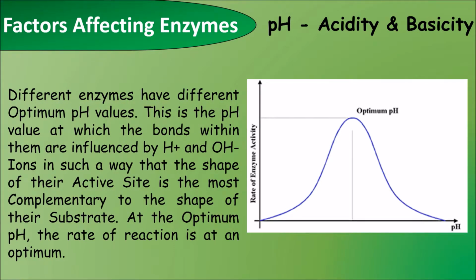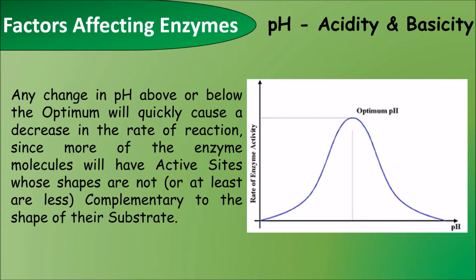Different enzymes have different optimum pH values. This is the pH value at which the bonds within them are influenced by H+ and OH- ions in such a way that their shape, or the shape of their active site, is most complementary to the shape of the substrate that they will be catalyzing the breakdown or production of. At the optimum pH, the rate of reaction is at its optimum.